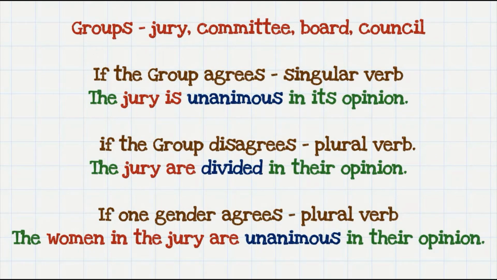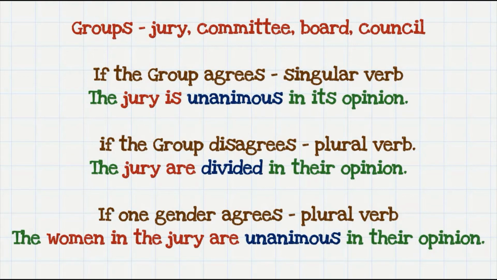Then we come to groups. So are groups of people singular or plural? Well, when we talk about groups such as a jury or a committee or a board or councils, groups that make a decision, if all the people in the group agree in opinion, the decision is said to be unanimous and therefore it is taken as a singular subject and we use a singular verb. For example, the jury is unanimous in its opinion.